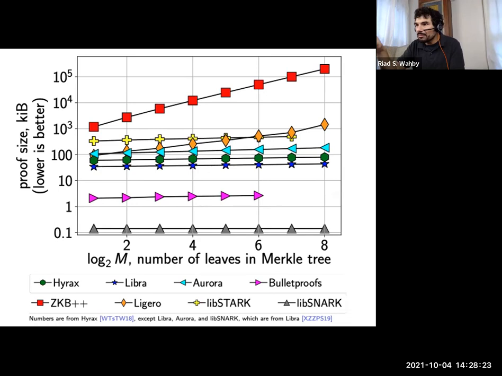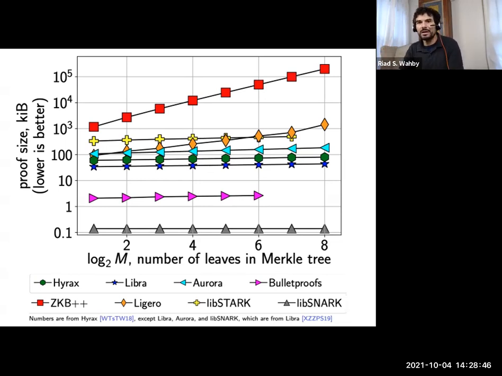Hyrax, we see kind of in the middle, the green is maybe 80 to 100 kilobytes, and there's a cluster around there. Libra's a little smaller, Lucero's a little bigger, but there's just sort of a cluster there. Bulletproofs is sort of in between that tiny, tiny number and the cluster, maybe a kilobyte proof. And then something like ZKBoo or ZKB++ has much larger proofs, in some cases up to megabyte sized proofs.